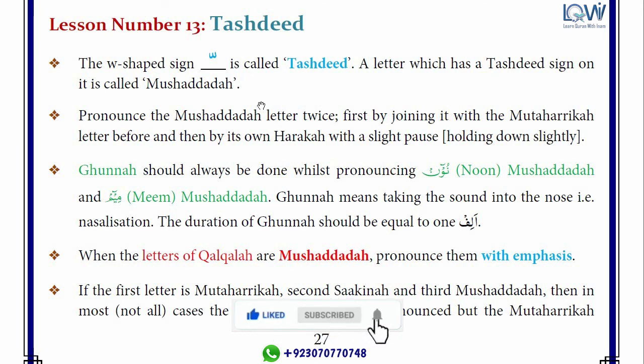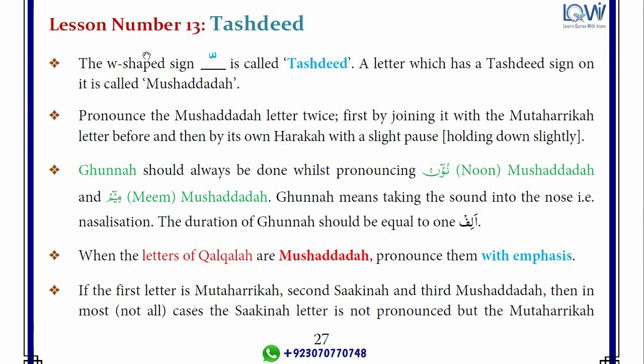Today we are going to learn lesson number 13 of Madani Qaida in English, inshallah. In this lesson, I am going to teach you what is tashdid, what is mushaddad, and how a mushaddad letter is read, as well as how to read Noon Mushaddad and Mim Mushaddad, and how Mushaddad Kalkala letters should be pronounced. I will tell you all these things before starting lesson number 13, and after learning these rules, we will learn lesson number 13 with spelling and without spelling, inshallah.